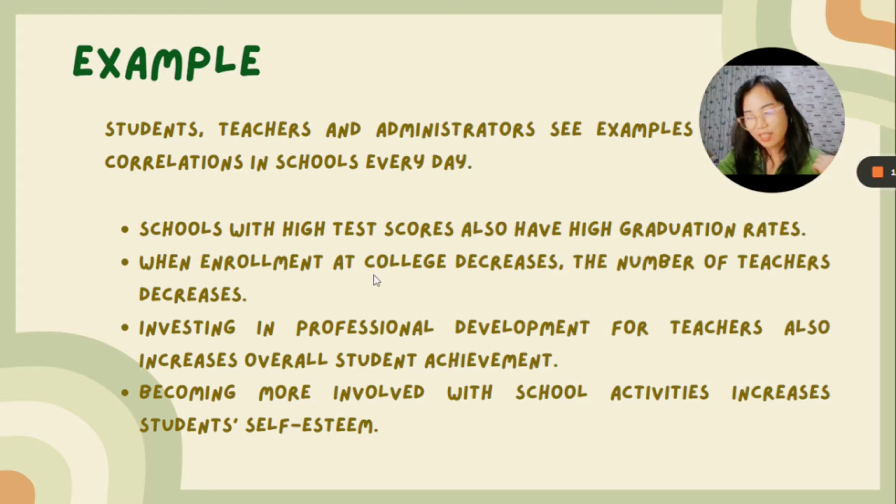Another example, when enrollment at college decreases, then the number of teachers also decreases. Of course, if the number of students can only be handled by 1 to 5 teachers, then 10 teachers is not necessary. So the number of teachers will also decrease, if the number of students is only 50 in total.